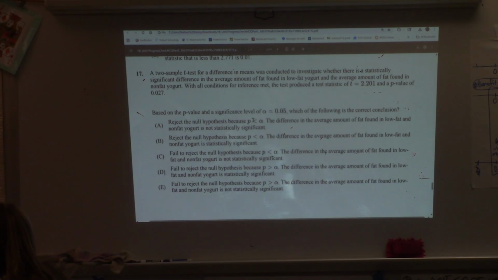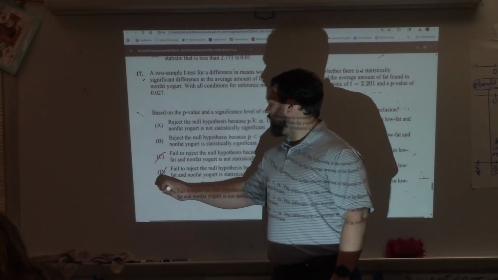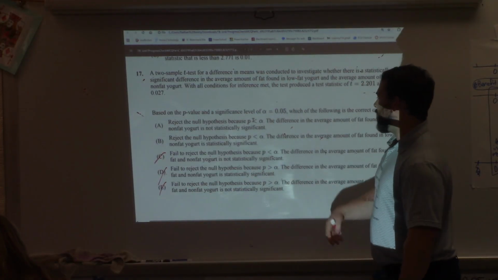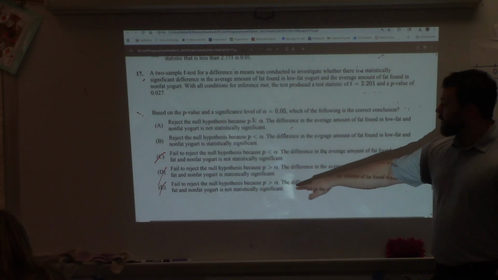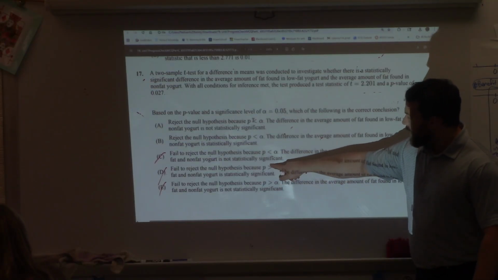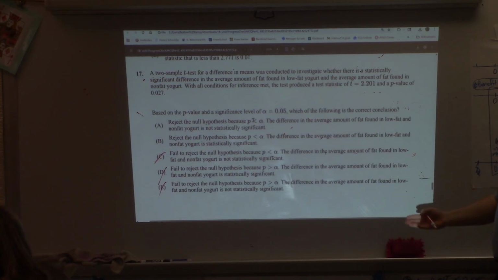We should reject the null hypothesis. Which answers can we eliminate? C, D, and E are out because P is less than alpha. Notice, without even knowing reject or fail to reject, as long as we know our inequality symbols, we know that D and E are wrong, because that says P is greater than alpha. So what is the correct answer from here?